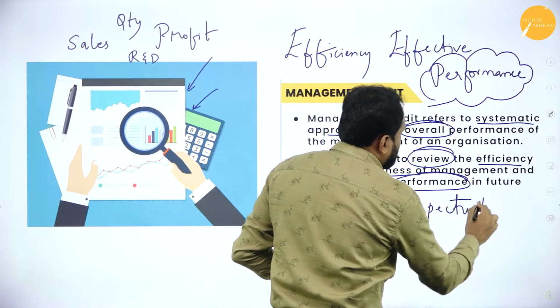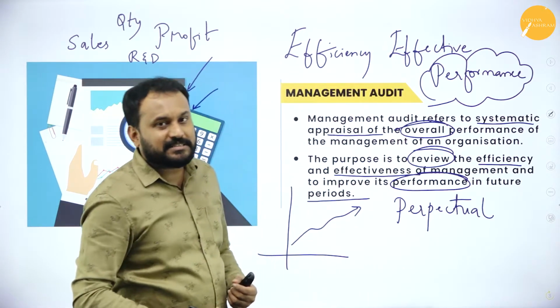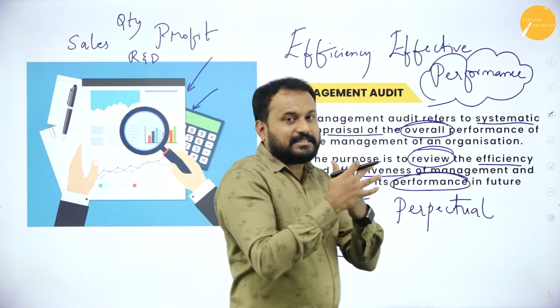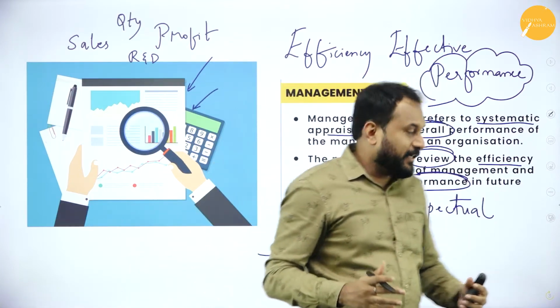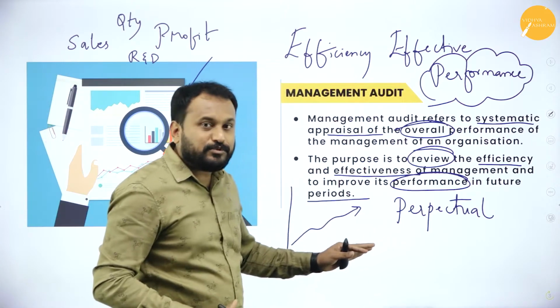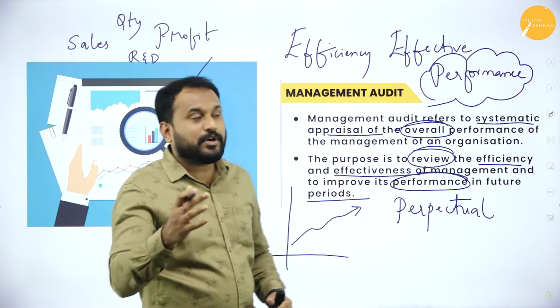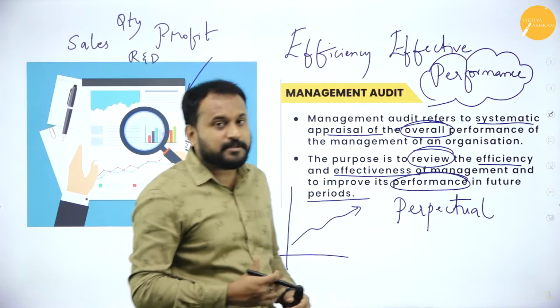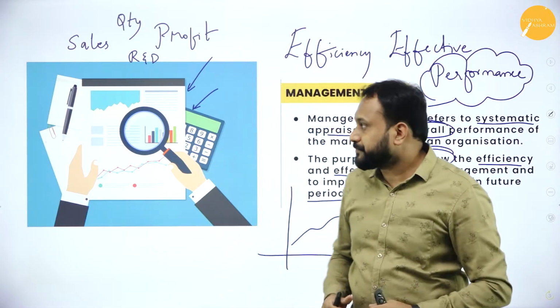Perpetual. That means what? The company has perpetual succession. That means the company doesn't have any death. So every time you are supposed to always improve. I'll give you one example through which you will understand the management audit.